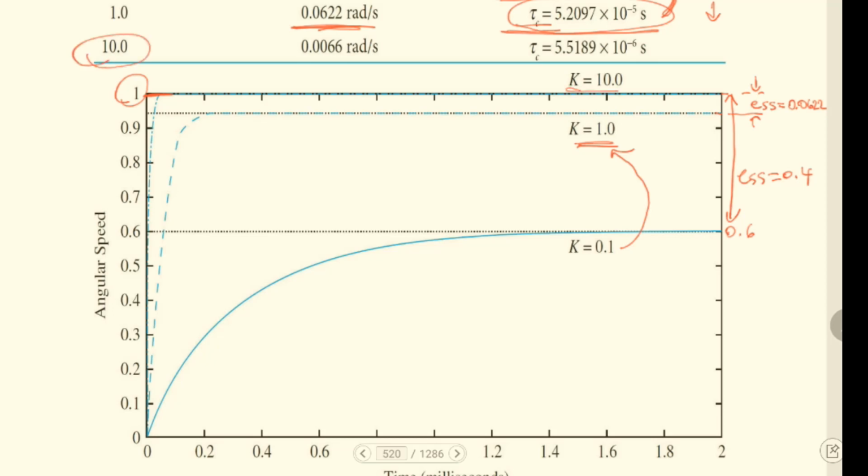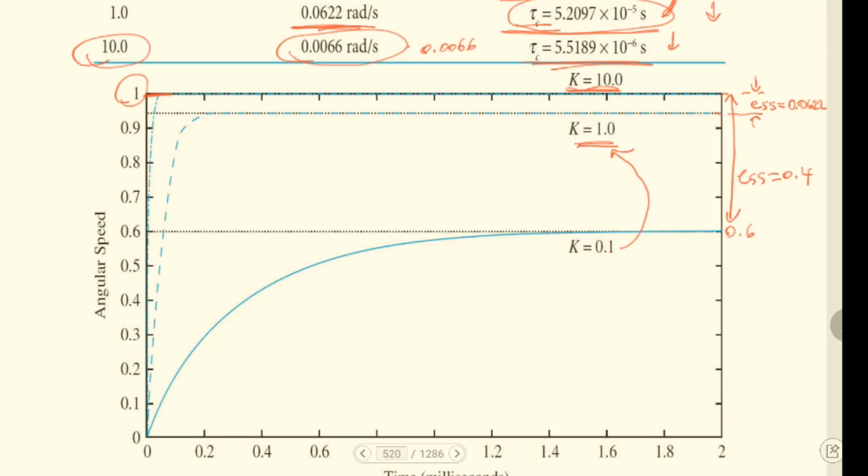The final one is if you apply K as 10, you get a steady state error like that, which is a very small value, 0.0066 radian per second. So you can also decrease the time constant of the system.